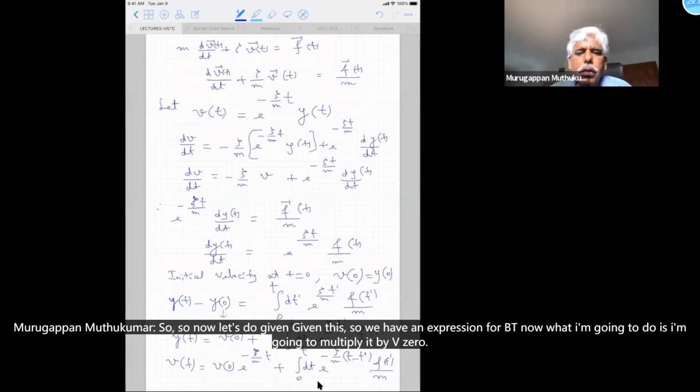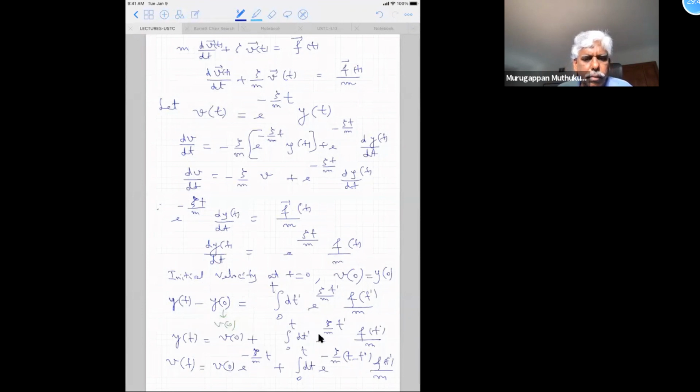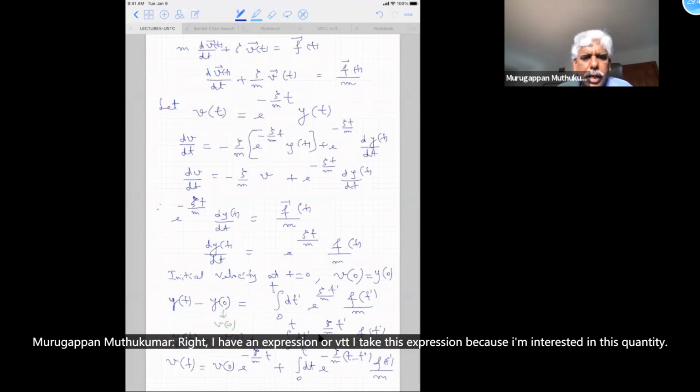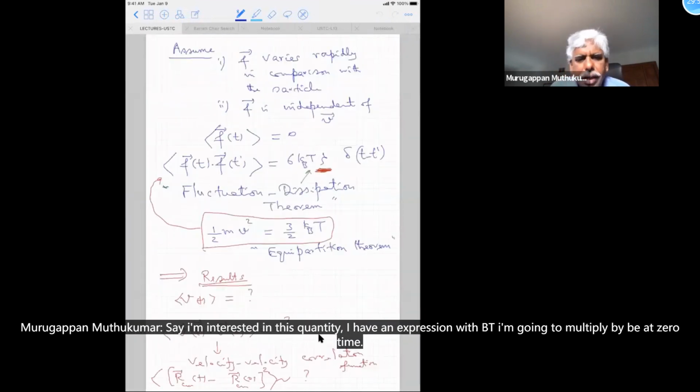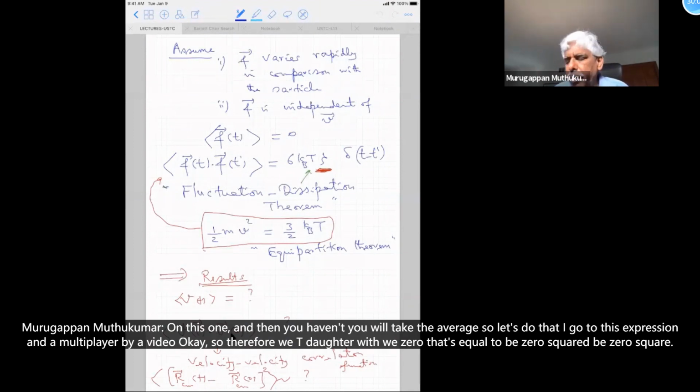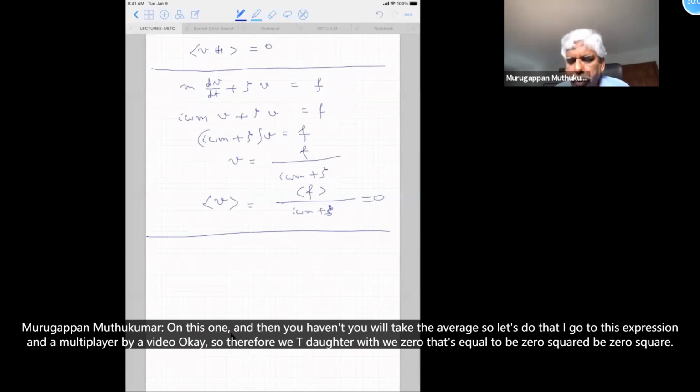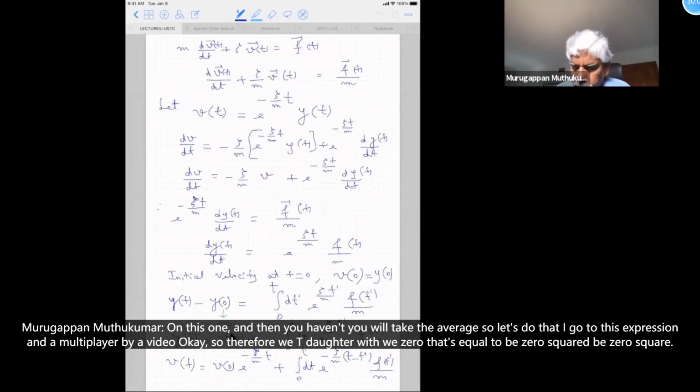So now, given this, we have an expression for v(t). What I'm going to do is multiply it by v0, because I'm interested in this quantity. I have an expression for v(t), and I'm going to multiply by v at 0 time on this one, and then eventually I'll take the average. So let's do that. I go to this expression and multiply it by v0.